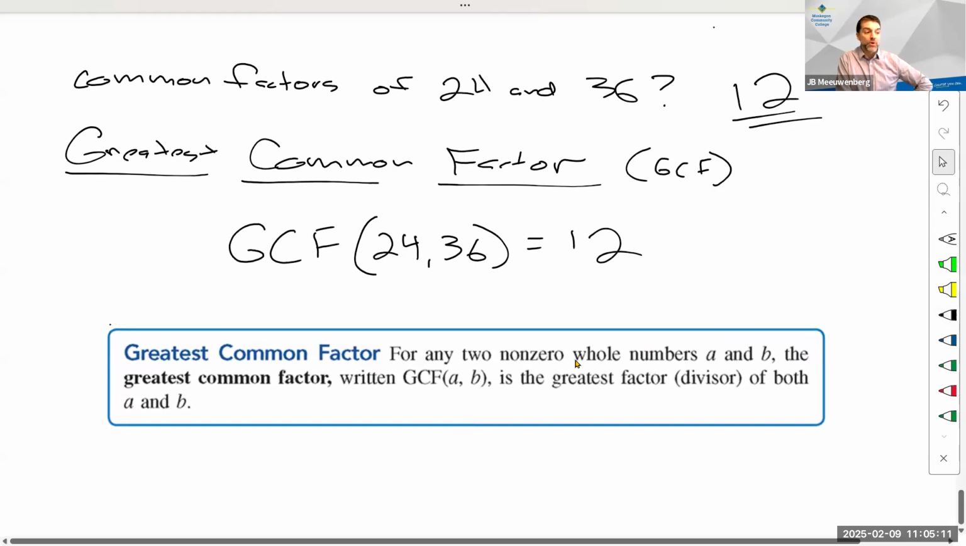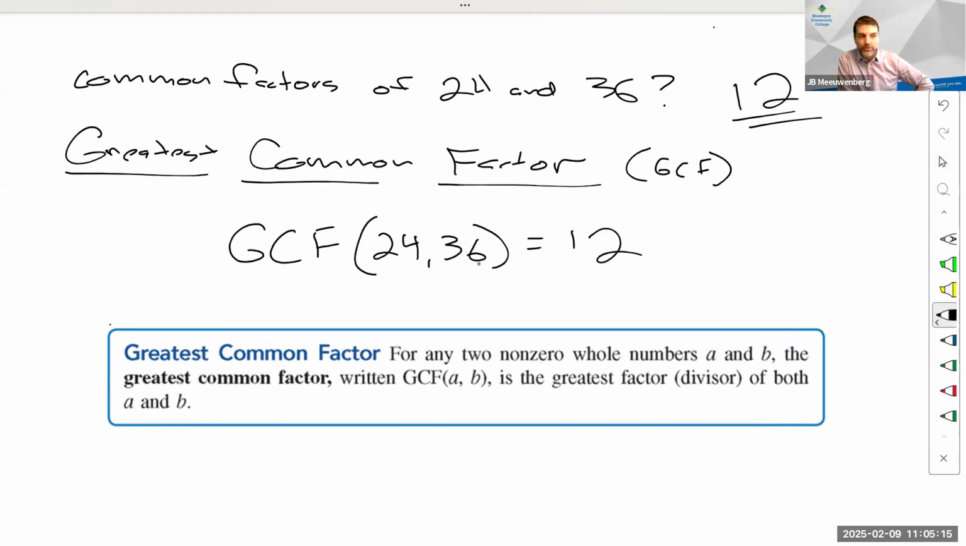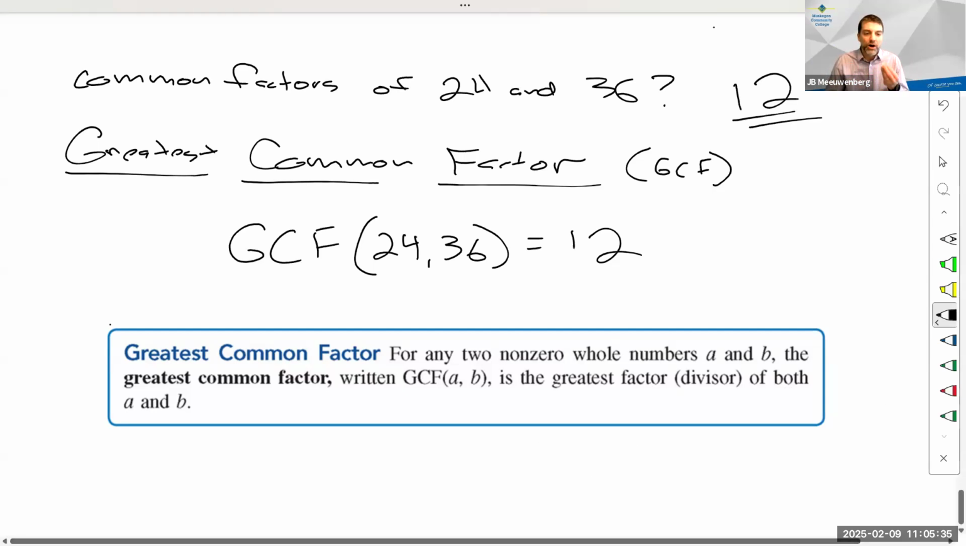For any two non-zero whole numbers, A and B, 24 and 36, the greatest common factor, written as GCF, parentheses, A comma B, is the greatest divisor, greatest factor of both A and B. It's the largest divisor, the largest factor of both numbers. So there's a formal definition.